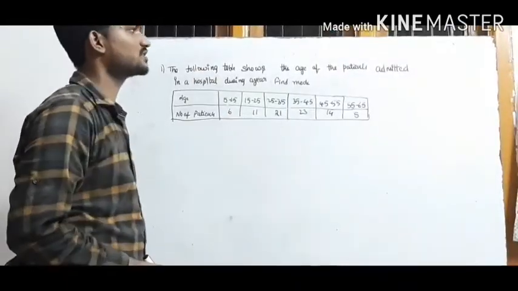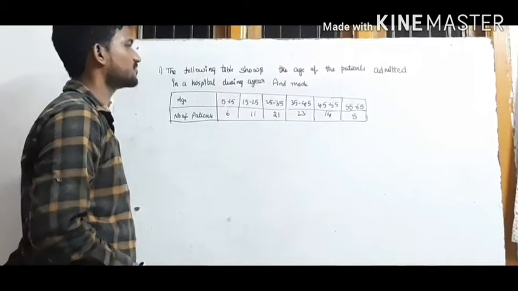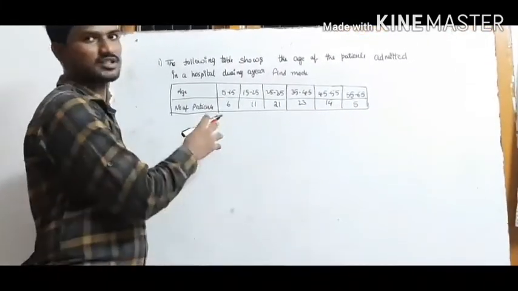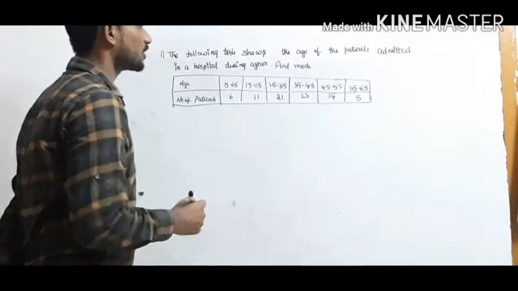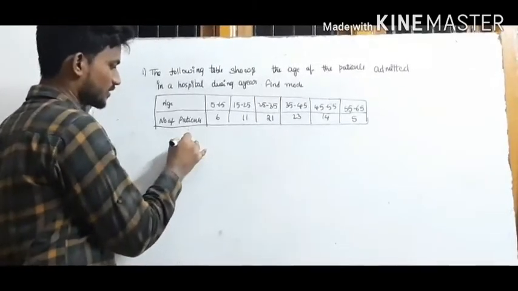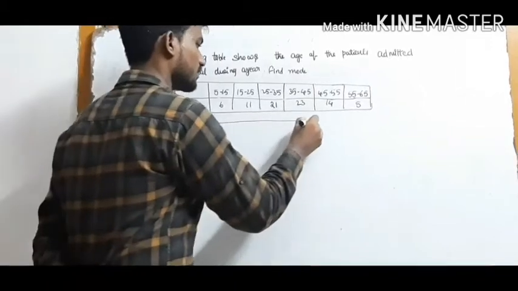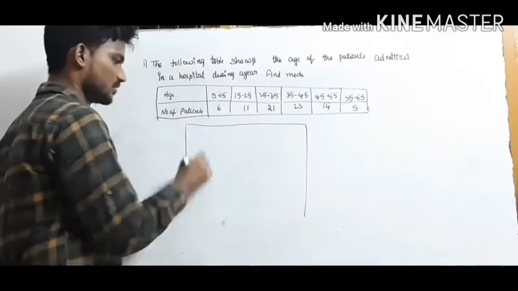The following table shows the age of the patients admitted in a hospital during a year. Find the mode. They have given this table. Then we want to find the mode of this one. First we can draw a table.